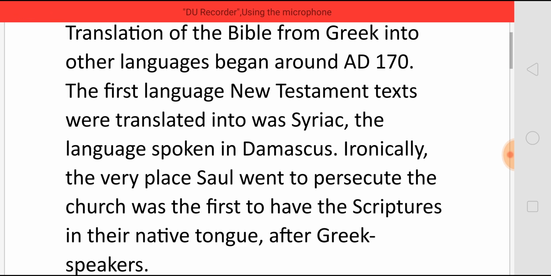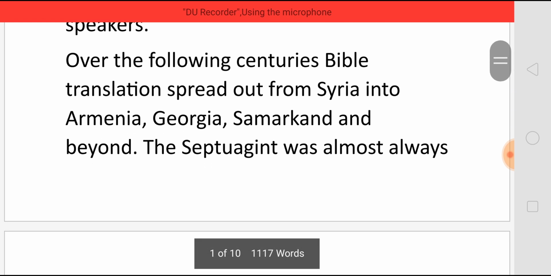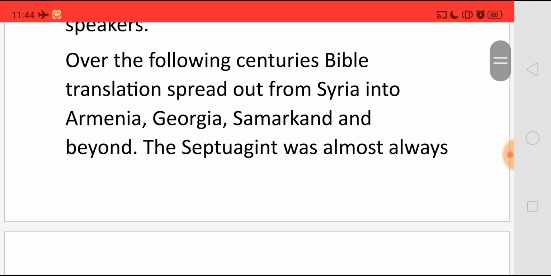The first language the New Testament was translated into was Syriac, the language spoken in Damascus. Ironically, this is the very place Saul went to persecute the church, and this was the first language which had the scriptures in their own native tongue after the Greek speakers. Later on, Bible translation spread from Syria into Armenia, Georgia, Samarkand, and beyond.